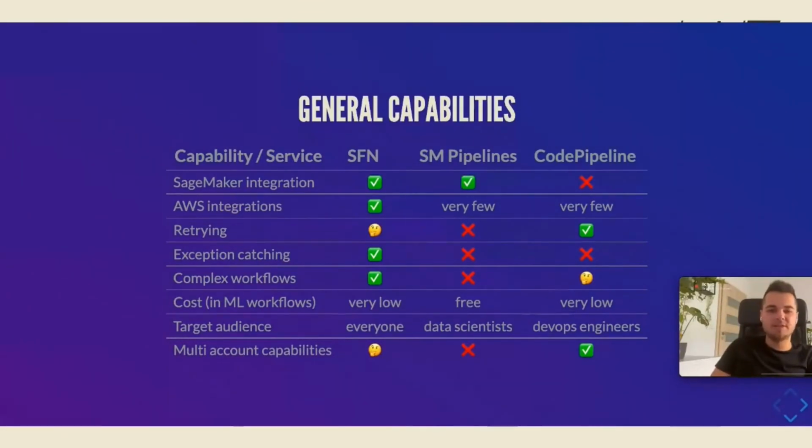SageMaker pipelines and step functions, both theoretically speaking, can do that using the EventBridge, which is multi-account friendly, but then you'd have to code all that yourself, and there are few tutorials concerning SageMaker pipelines. There are some for step functions, hence the thinking emoji here.